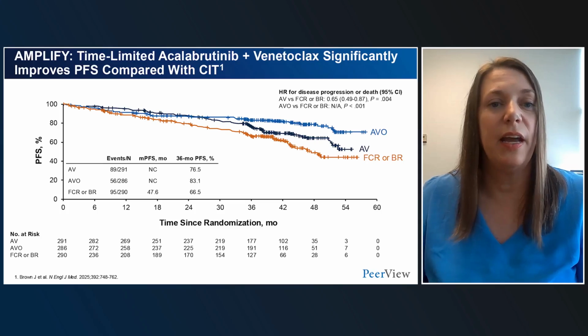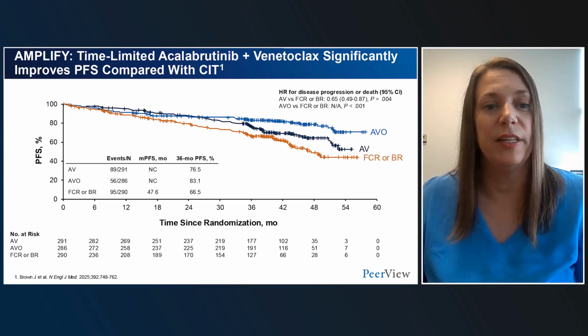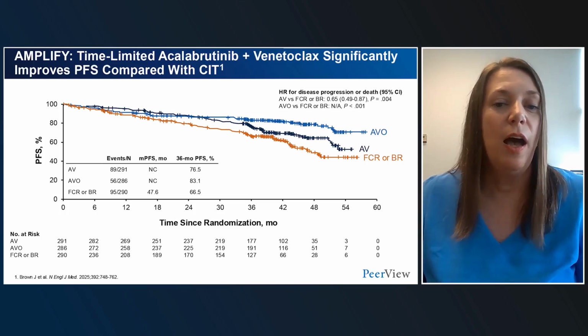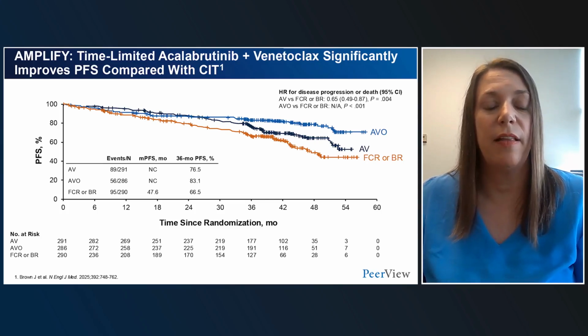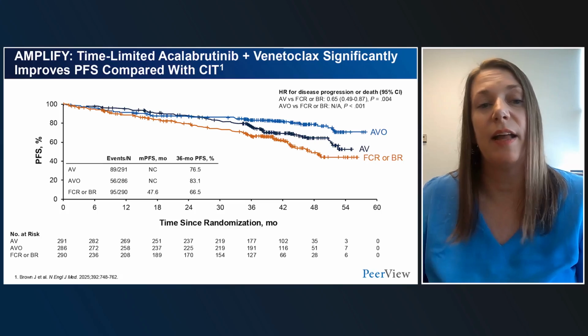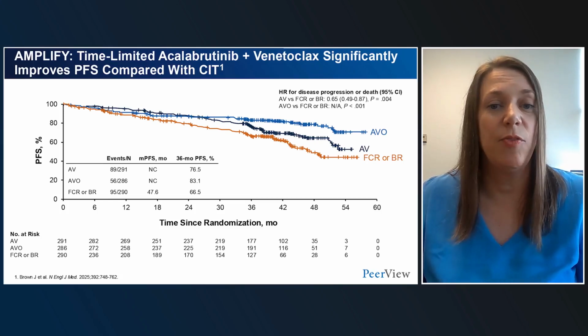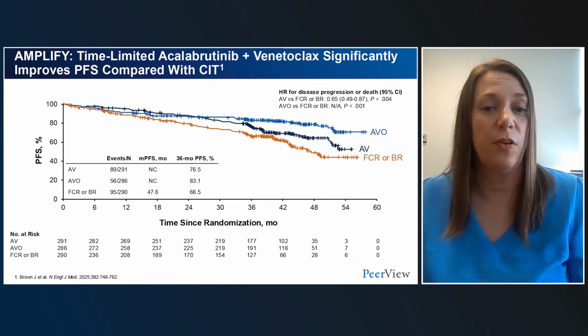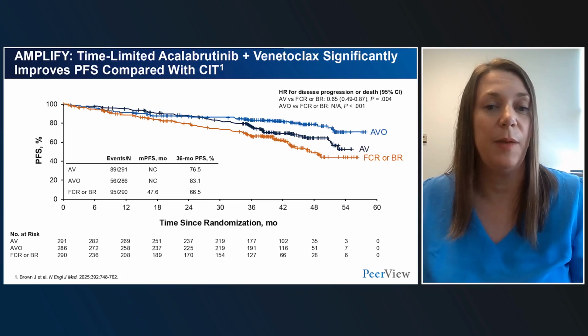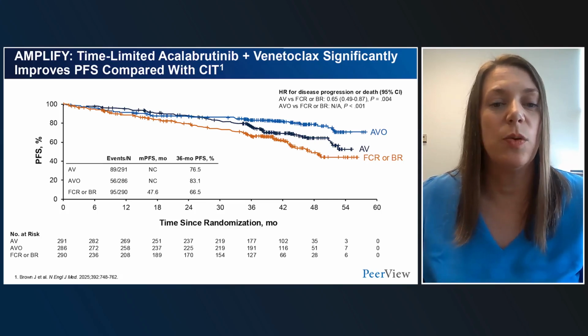Another combination that has been really well studied and has now been studied in the phase 3 trial setting are acalabrutinib combinations. This is the AMPLIFY trial, which compared chemoimmunotherapy to either acalabrutinib plus venetoclax or acalabrutinib plus venetoclax plus obinutuzumab. We saw these data at ASH in 2024, where both of the acalabrutinib combinations were superior to chemoimmunotherapy. Both of the combinations were given for 1 year.